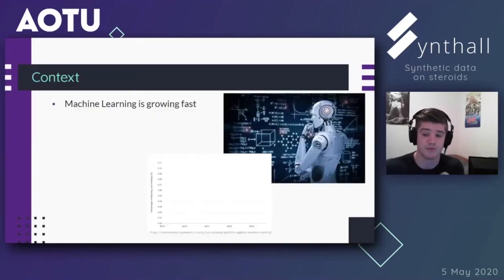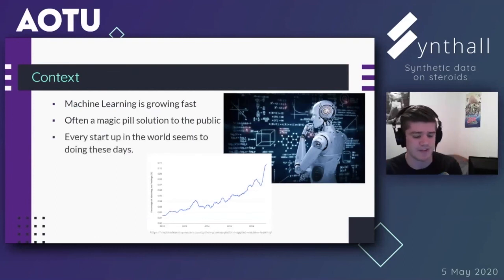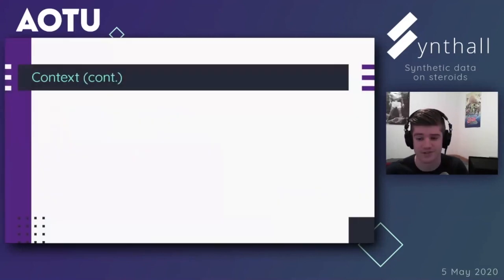Machine learning is growing really fast. Just for some context here, it's often seen as sort of a magic pill solution to the public. You need to solve a problem, solve it with machine learning, right? Every startup in the world seems to be doing it these days. Everybody wants to hop on board. It's a very fast-growing field, and it's very popular. It's also very underexplored, I think, at least.